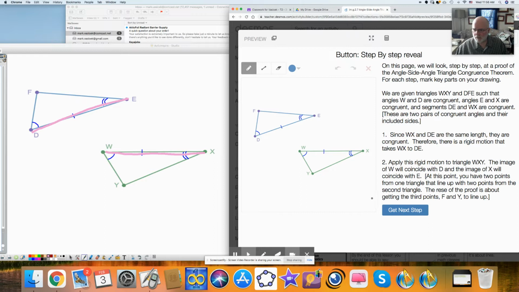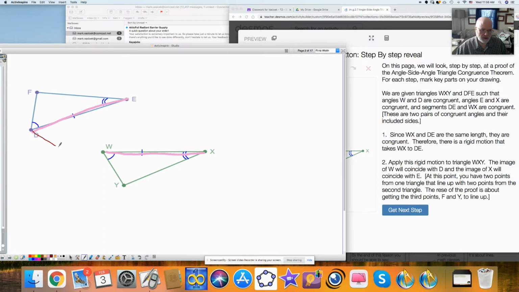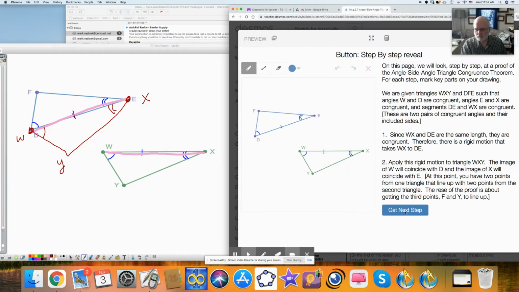The next step says, apply this rigid motion to the entire thing. When I apply this rigid motion to the entire thing, I get this. I have W here, Y here, and X here. I also have this angle doesn't change, and this segment is still the same, and this is a double tick mark. At this point, we have 2 points that are lined up. That is, the W matches up with D, and X matches up with E. I need to match this third point up with the F and the Y. That's what the rest of the proof is about, is matching those third points up. Let's see how we do it.